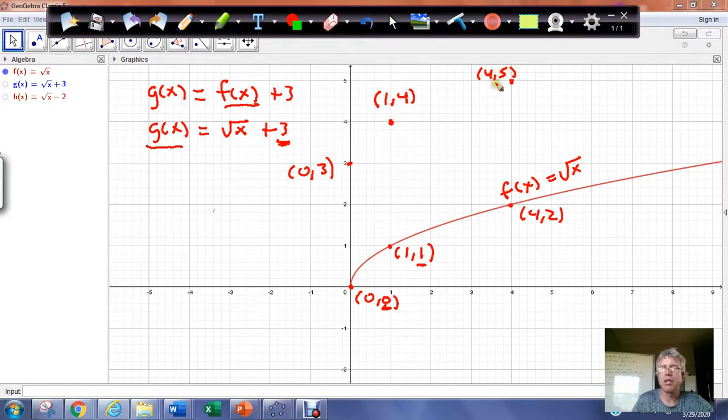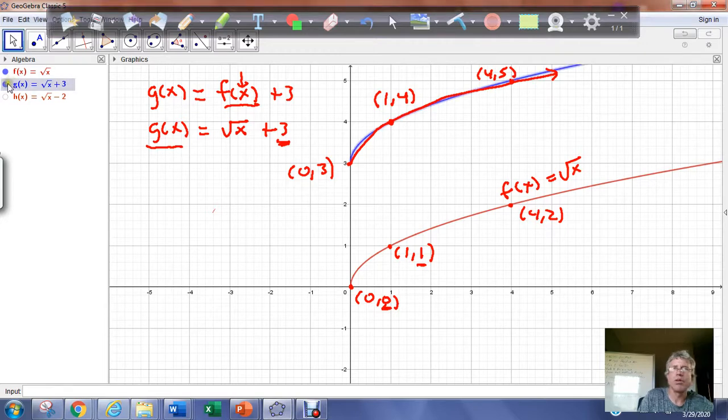Notice that none of the input numbers have changed because nothing is happening to the input variable. He's being left alone, and the 3's are just being added to the function outputs f of x. And then again, you would hand draw as nicely as you could through those 3 points to get your new function g of x, which GeoGebra can draw much more nicely through those points than I can.